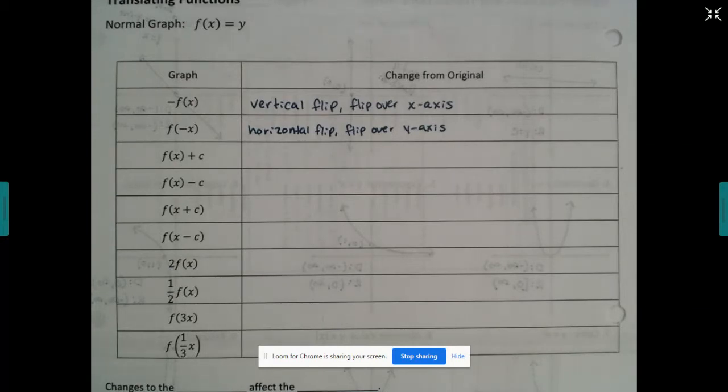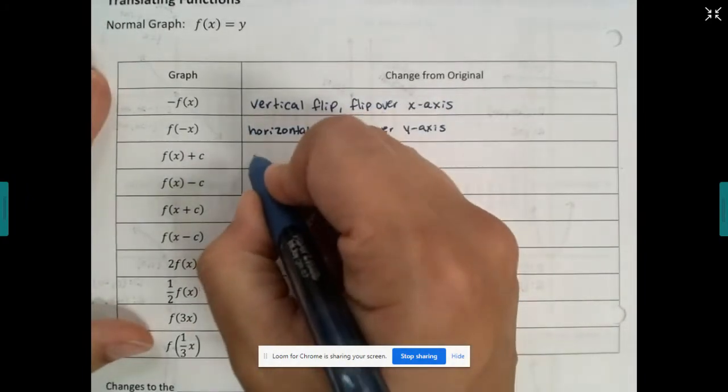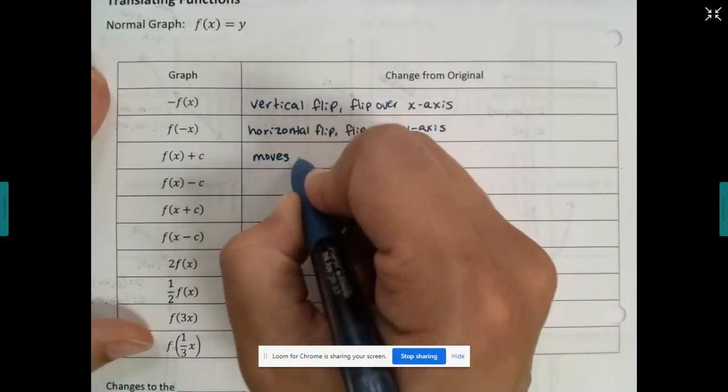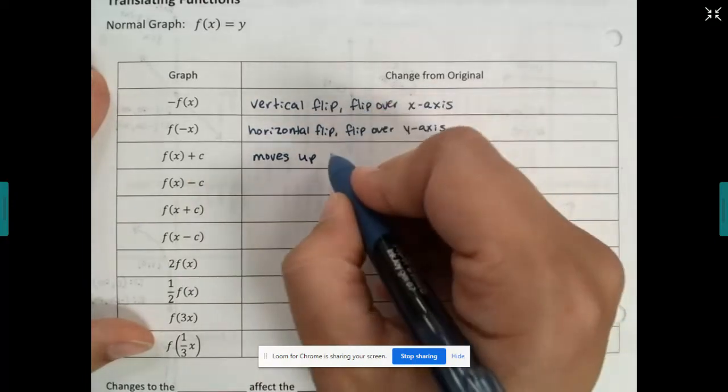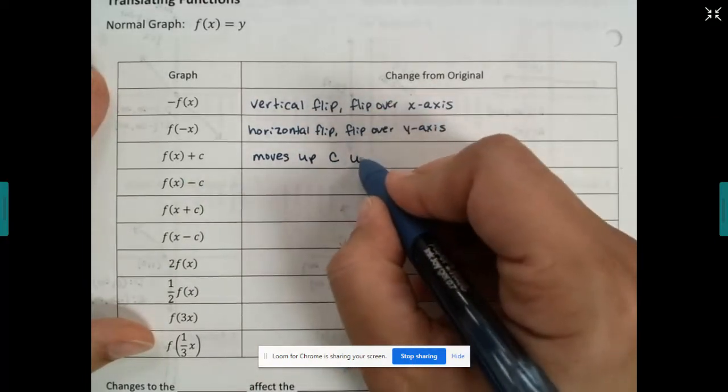So if you have adding to the outside, anybody remember how that moves? Got like plus 2? Well, that's if it's on the inside. Yeah, it moves up. Good. So this one would move. So it moves up c units.